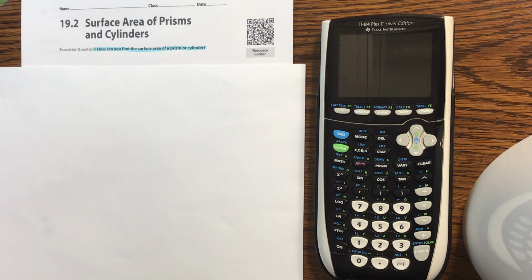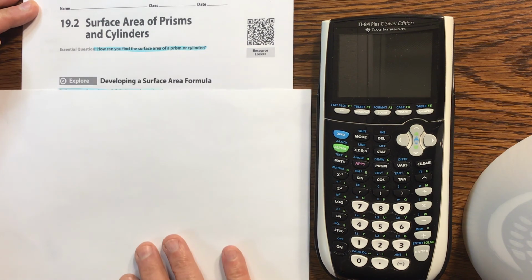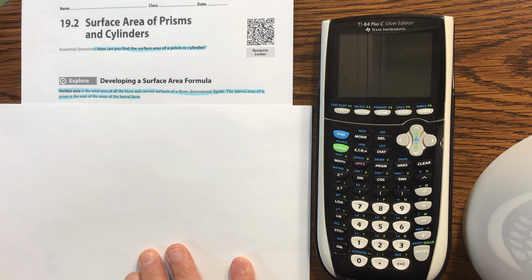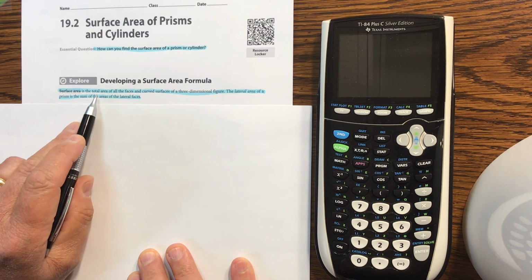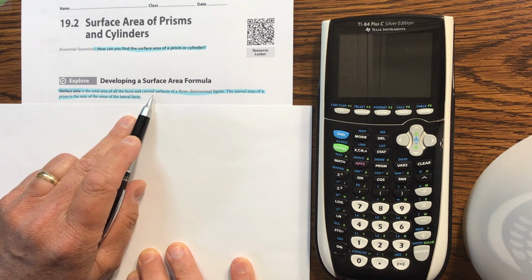And another way of doing this is just logical sense, is finding each surface of some type of geometric shape and adding up together those areas. Okay, so that's pretty much what we're dealing with here today, is surface area. So let's start off. First, how can you find the surface area of a prism or cylinder? And once again, the surface area is nothing more than the total area of all the faces and curved surfaces.